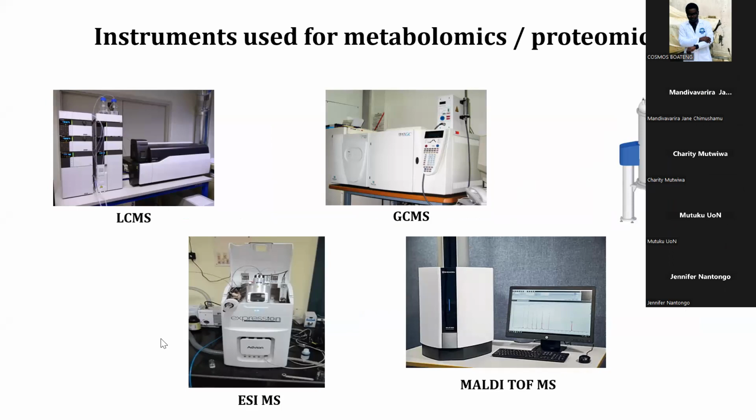Okay. So now there are different instruments by which you can study metabolomics and proteomics. They are LCMS and GCMS. What is the difference between LCMS and GCMS? LCMS is liquid chromatography mass spectrometry, where you can identify the non-volatile compounds, and in GCMS you can study the volatile compounds.